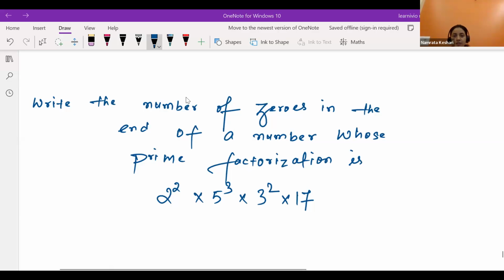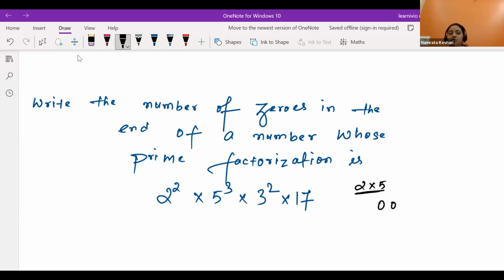2 zeros. Okay, so let's check it. In this question, if you start doing all the multiplication, it will take time. Please don't do so. You don't have to multiply everything. If you understand the concept, then you must understand that for getting zeros we must have the combination of 2 and 5. That will give 10.